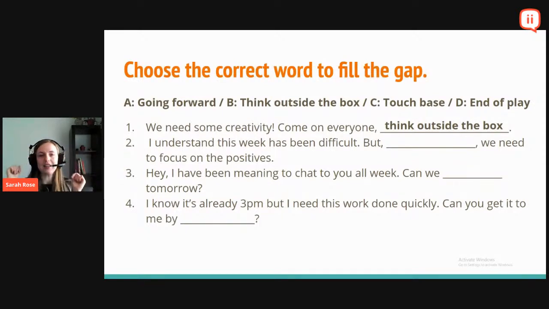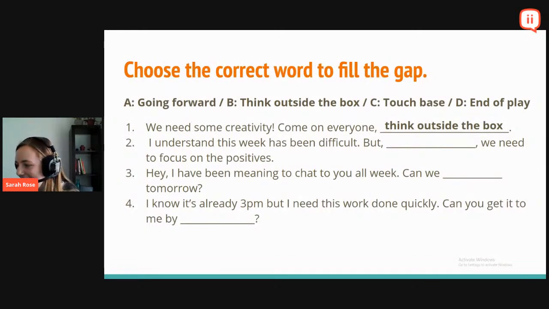When you think inside the box, you only have all the same ideas, do things the same way that you've always done it, all the old ways of doing it, traditional ideas. When we go outside of the box, we stop thinking with limitations and we think all over the place, new ideas. Think outside the box. Good. What have people put for two?